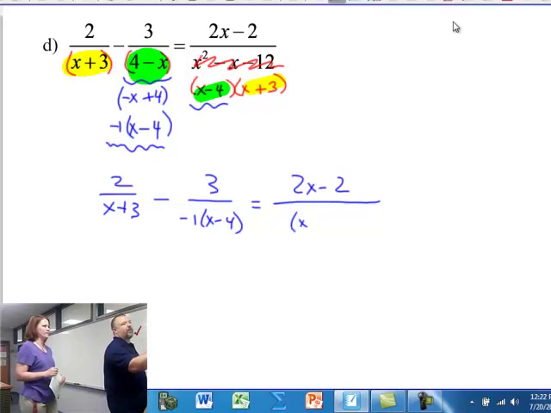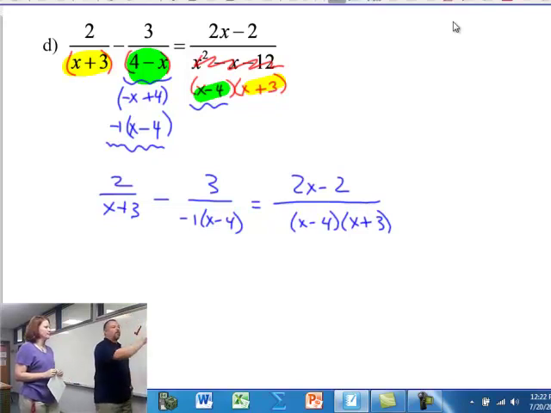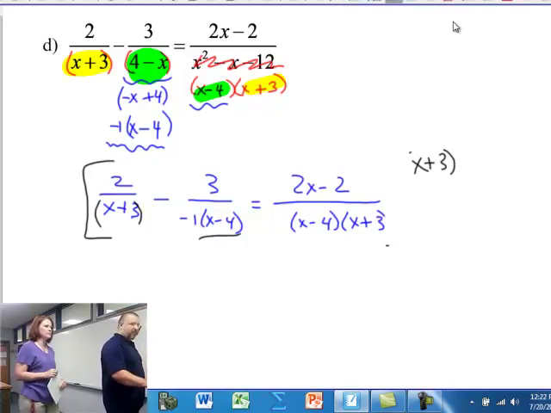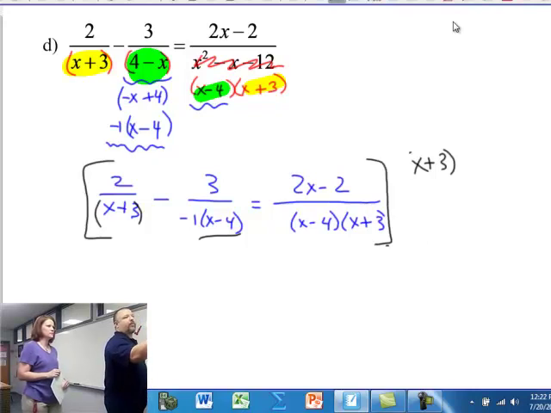You don't need to factor the numerators, if you haven't noticed. We don't even worry about those. That'll come out in the wash. Now we have this new problem, and we're going to solve it by multiplying the entire thing by the least common denominator. So we take the x plus 3, we take the x minus 4 and the negative 1, and I'm going to put the negative 1 in front so we don't lose it.